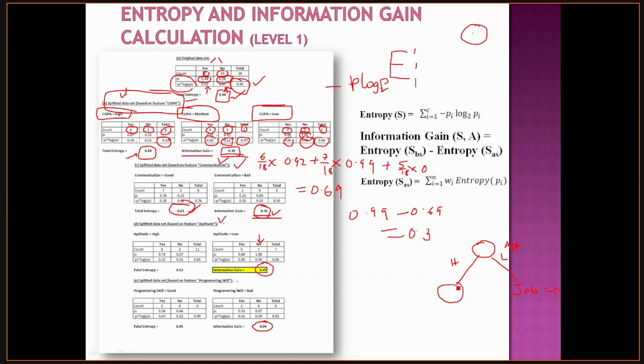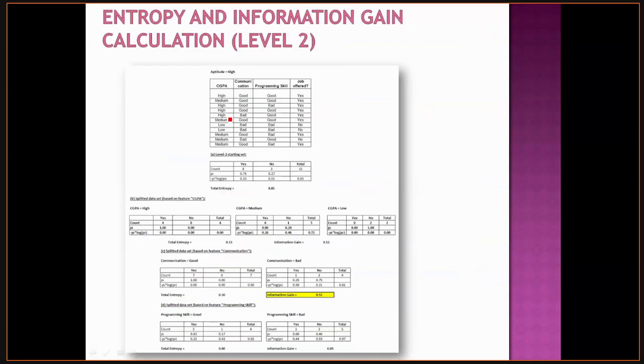So here on this portion, which is going to have 11 records, we have to start with the calculation again. The calculation for level 2. See, there are 11 records. And the same way we have to calculate the entropy before the split. And then with each of the other features, CGPA, communication, and programming skill, we have to look at for which one the information gain is highest. And here we can see the communication is giving me the highest information gain.